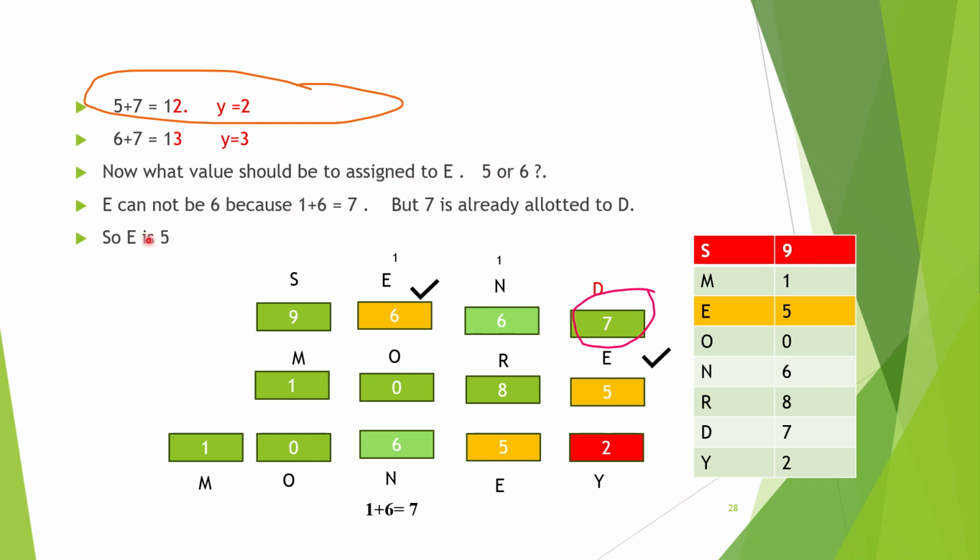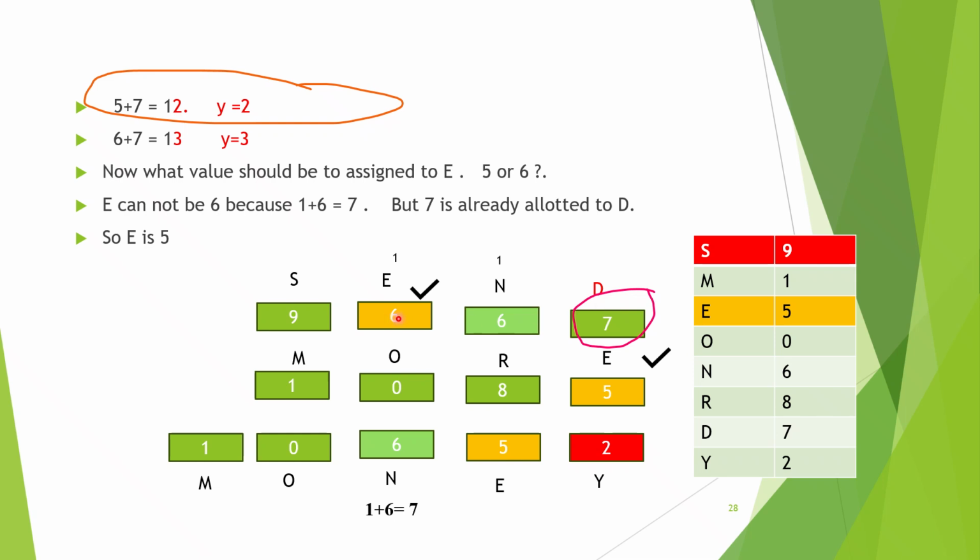5 or 6? E cannot be 6, because 1 plus 6 equals 7, but 7 is already allotted to D. We cannot put 6 here because 1 plus 6 is 7, and 7 is already allotted to D.